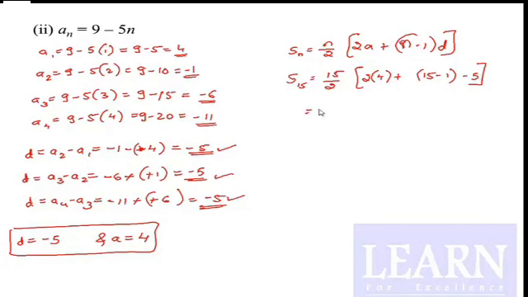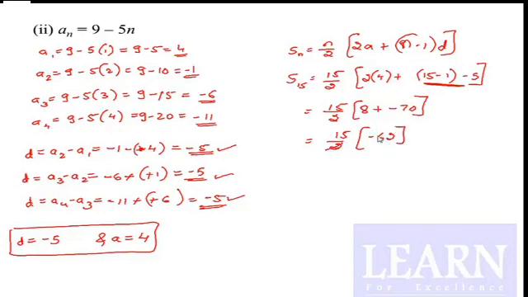Now look here, again 15 is odd, we'll look at it later. 15 by 2 into 2 into 4 is 8, plus 15 minus 1 is 14, 14 into minus 5, that is nothing but minus 70. So we have got minus 70. So it is equal to 15 by 2 into 8 minus 70, which is minus 62.